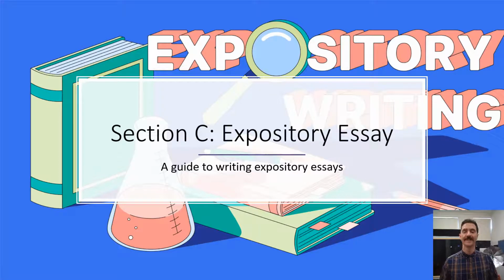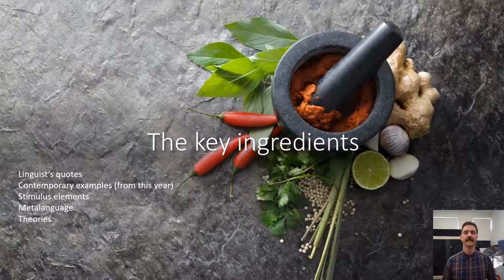All right, we're doing section C, expository essays. This is everything you need to know, or at least these are the very basic parts to get you started. So the key ingredients, you're going to need linguist quotes, you're going to need contemporary examples, of course, and you'll need to be surrounding those with metalanguage and also theories.